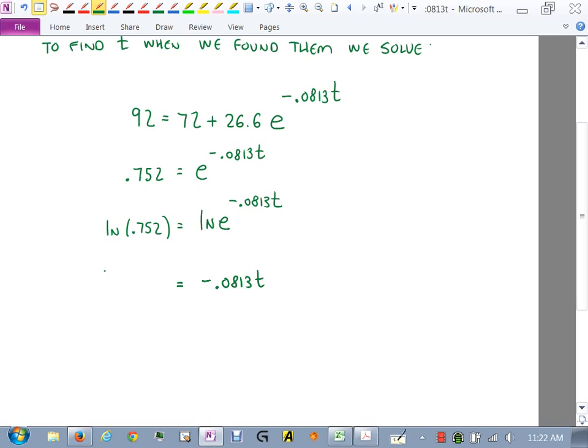on my calculator, I'll go ahead and do this natural log of 0.752. I'm getting negative 0.285. And finally, take that and divide it by negative 0.0813. And you get 3.51 approximately t.